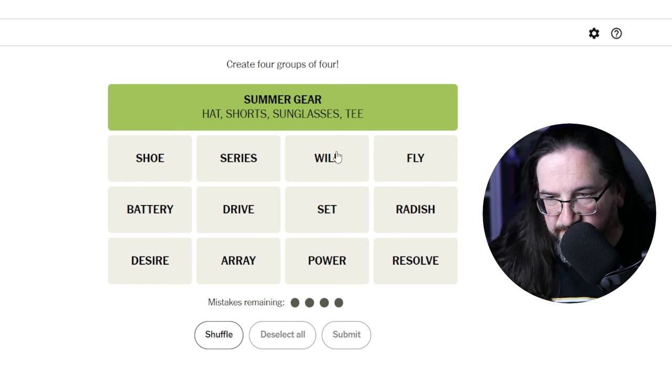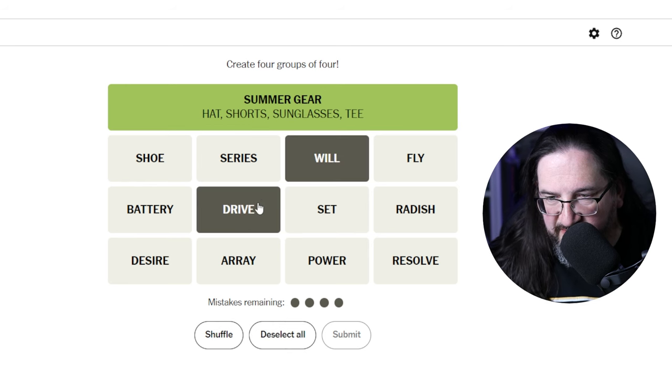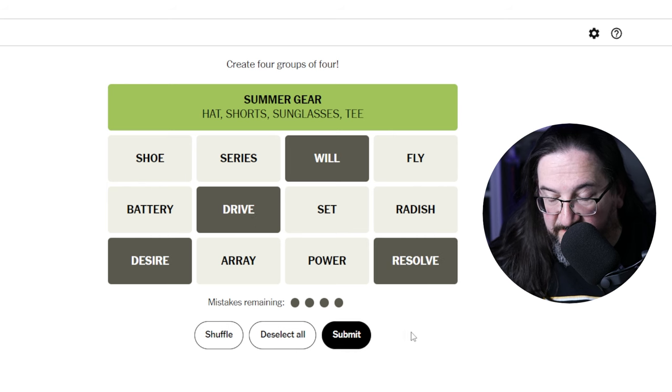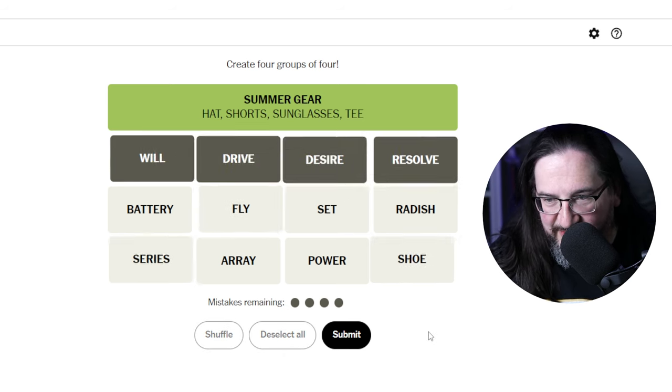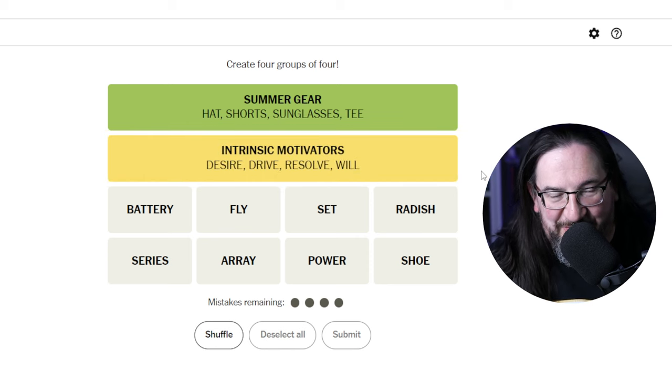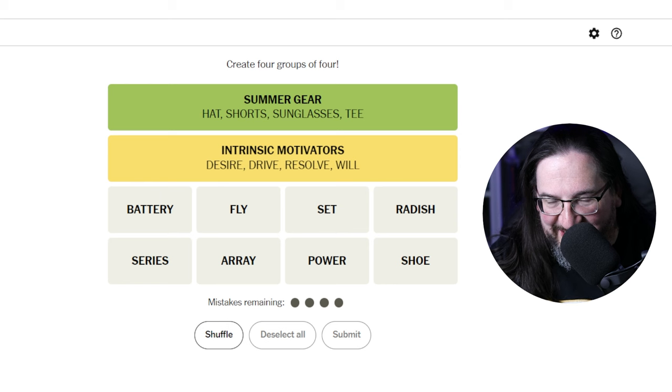Let's see here. A will and a drive, desire, drive, will, the inclination to do something. Resolve. Okay, so this is the stick-to-itiveness, go get 'em. Ambition. Is that the category? Intrinsic motivators. All right, I mean, that's synonymous there. I'll take it. Is the yellow. All right, so we have the blue and the purple here.